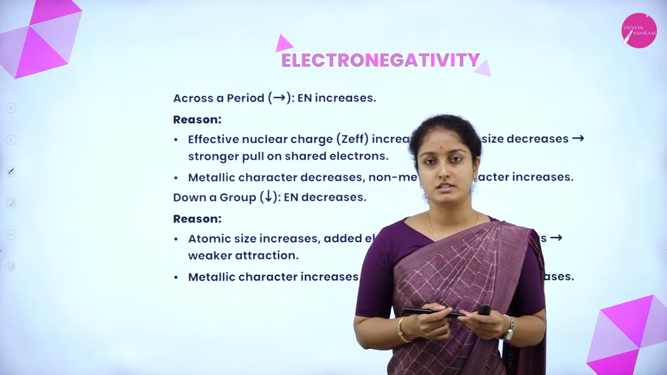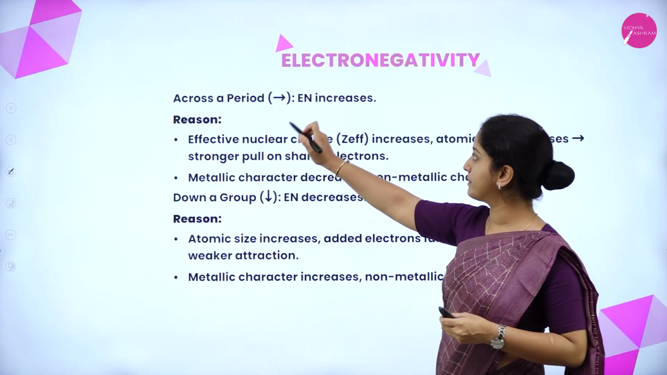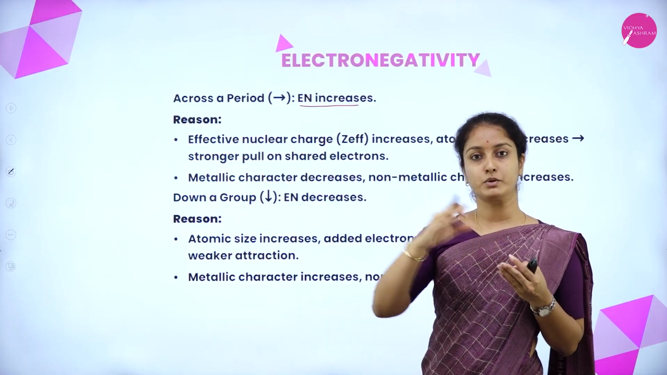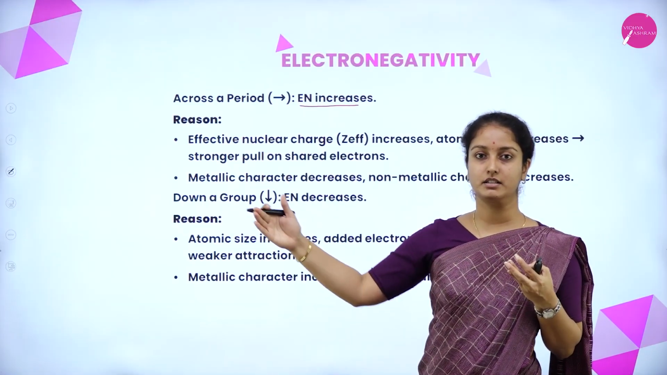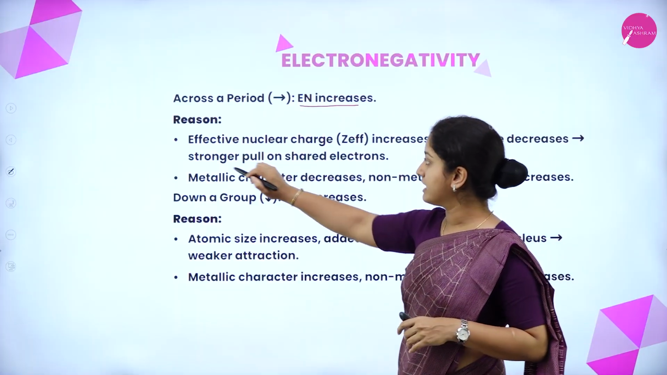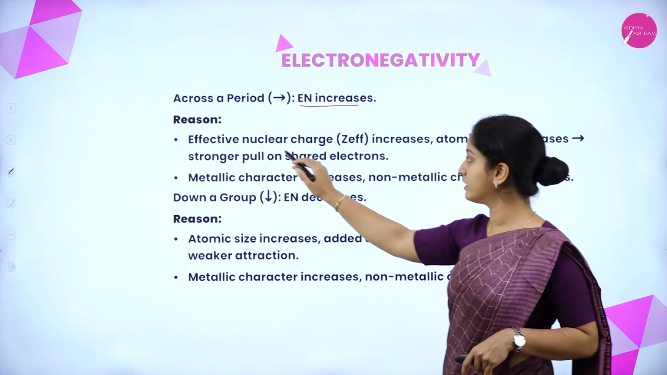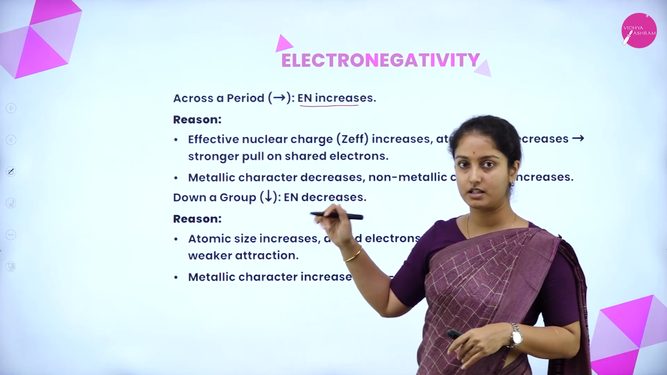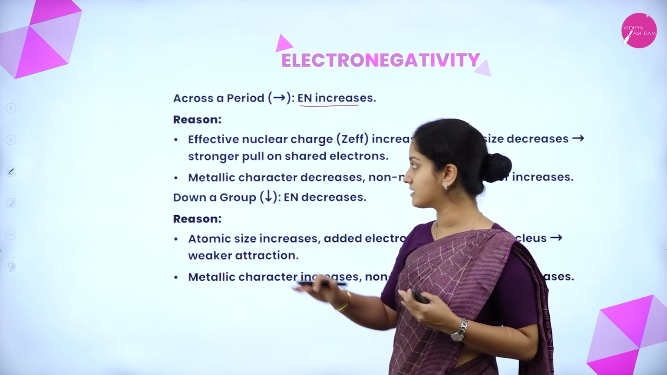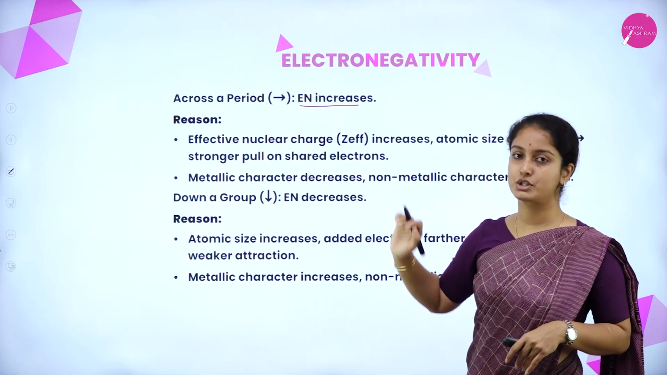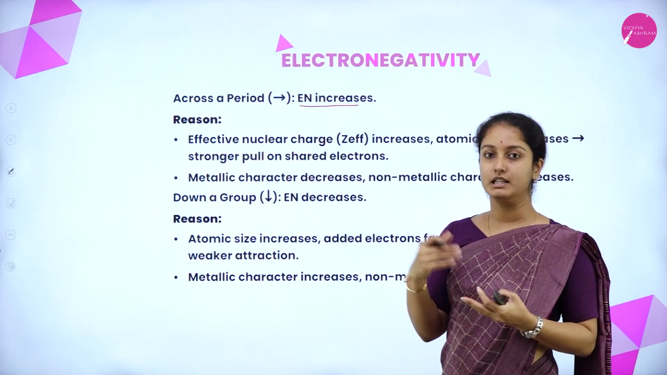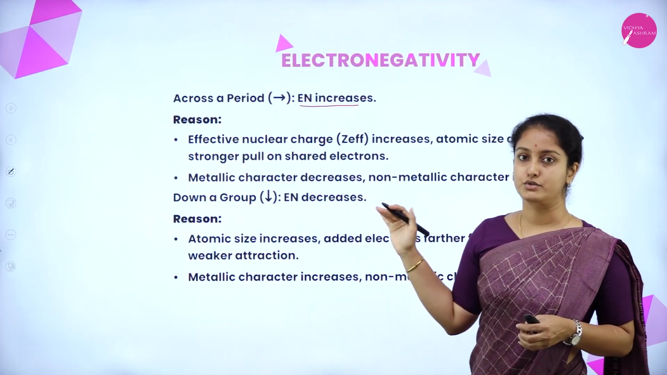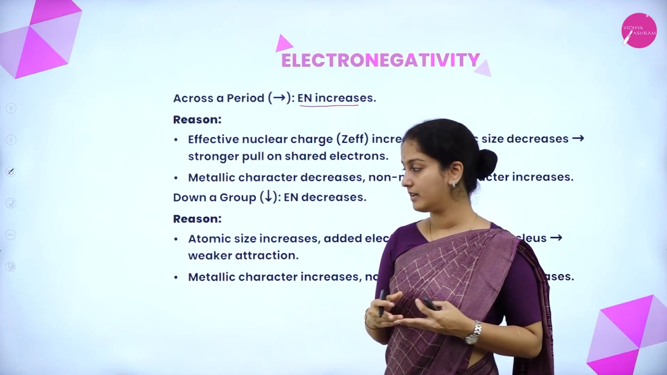So, what happens across a period and down the group are: across a period, electronegativity increases because when you go from left to right, the non-metallic character is going to increase. The reason for that is effective nuclear charge increases and therefore atomic size will decrease. Since atomic size decreases, stronger will be the pull on the shared electrons towards the nucleus. Then metallic character decreases, so non-metallic character is going to be exhibited by the elements.